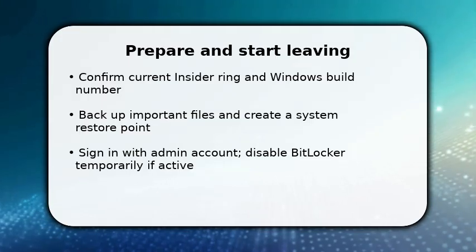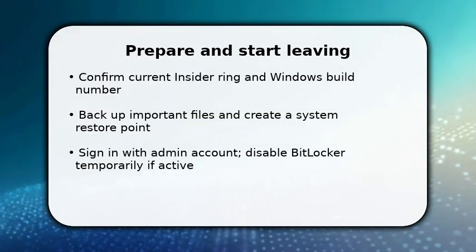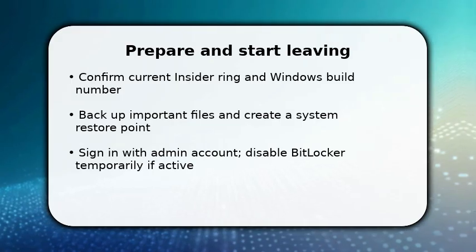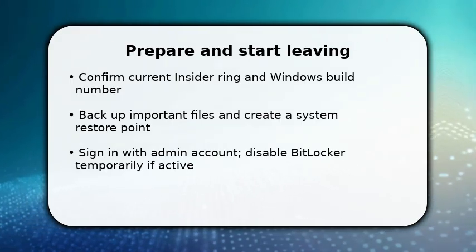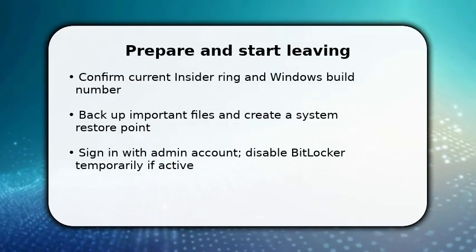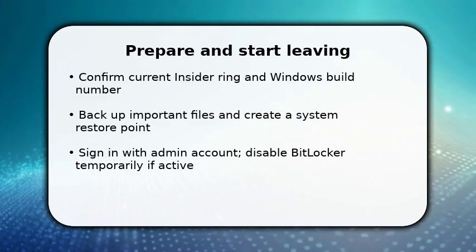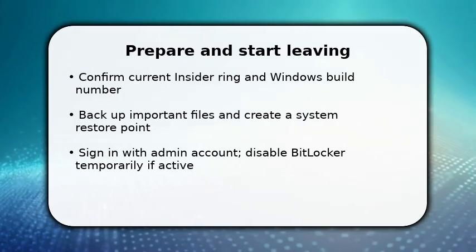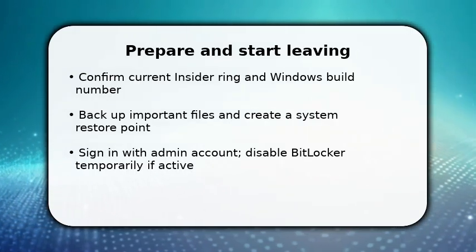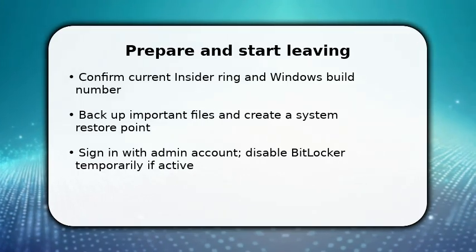You will start this process by confirming where you are. Check Settings, Update and Security, Windows Insider Program to see your ring and build. Once done, make a file backup and create a restore point so you can recover if needed. Next, sign in with an administrator account, and if BitLocker is enabled, suspend it now to avoid encryption interruptions. These immediate steps reduce risk and let you proceed without setup delays.